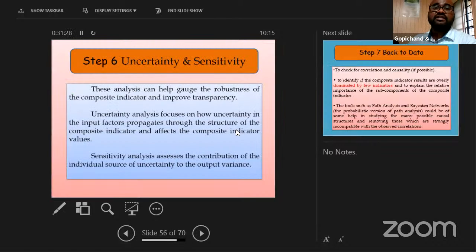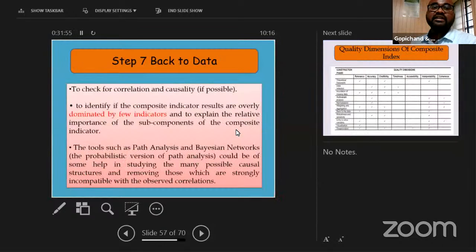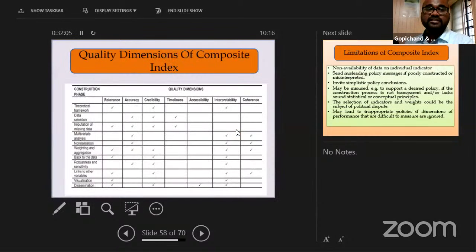Uncertainty and sensitivity analysis of the data is mainly done after the index scores. We check whether the index is sensitive to any input of faulty data. We input some faulty data and, based on that uncertain data, see how the index changes. We also check whether a few indicators are dominating the whole process. We will follow path analysis and Bayesian network for this.